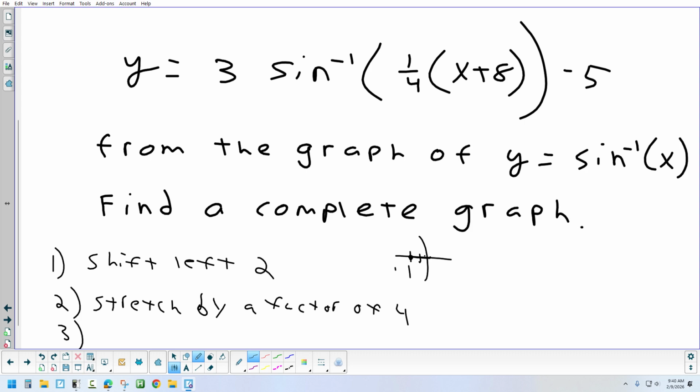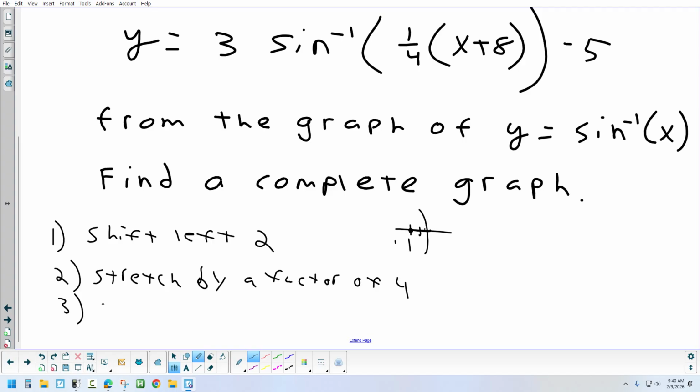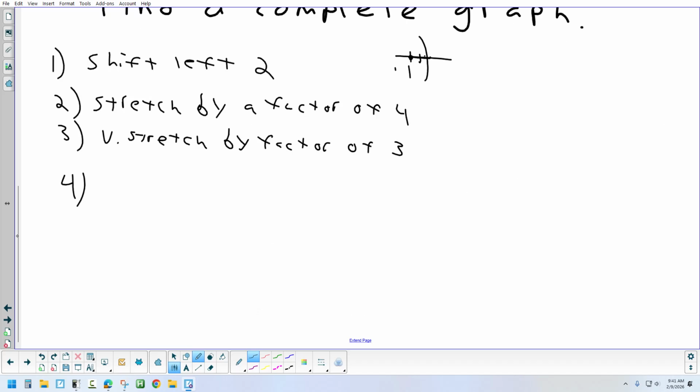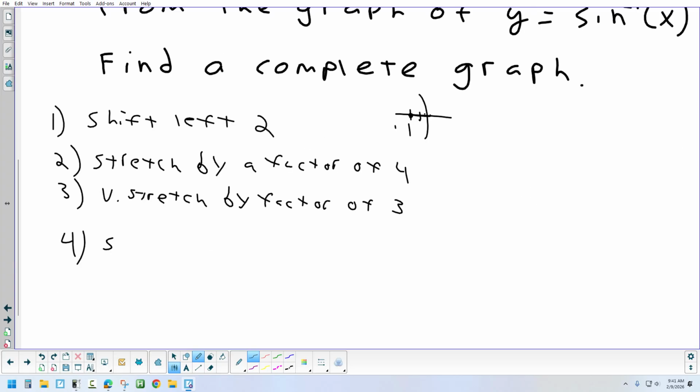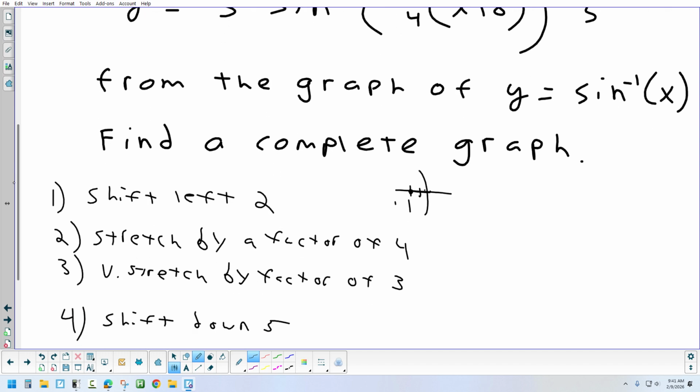Yep. Vertical stretch by a factor of 3. Wait, by a factor of how much? 3. Oh, 3. Yeah, I don't know why I said 8. I like number 8. Vertical stretch by a factor of 3. And the last transformation. Yep. Shift down 5. Okay, so there's your 4 transformations.